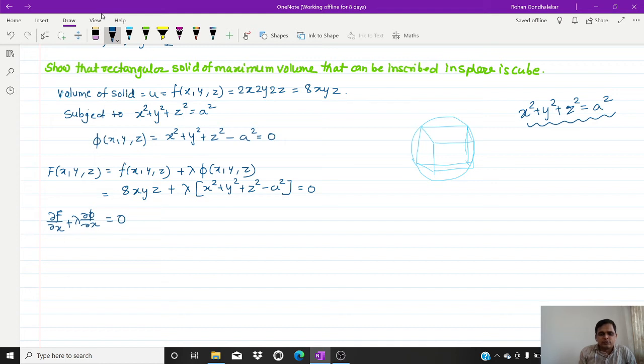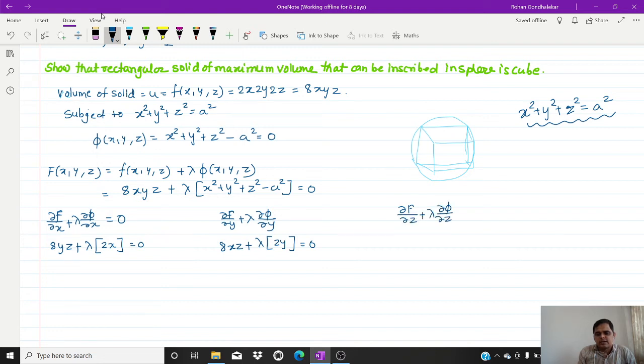So differentiate this with respect to x. In the first term the derivative will be 8yz plus lambda into bracket 2x is equal to 0. The second is del f by del y plus lambda into del phi by del y. Then it will be 8xz plus lambda into 2y is equal to 0. And the third, del f by del z plus lambda into del phi by del z is equal to 0. Hence I am getting 8xy plus lambda into 2z is equal to 0.